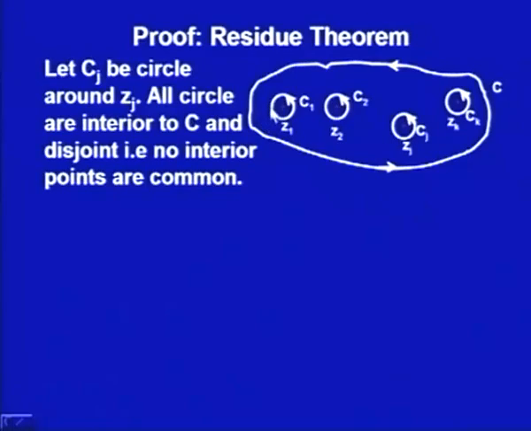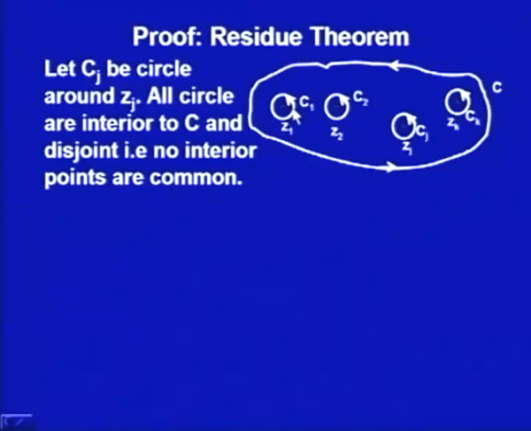So, what we are taking, and moreover we want these circles to be interior to C. So, we have now got k more circles interior to C which are disjoint. There is no point which is common, and since they do not have any isolated singularity, moreover we do want them to be disjoint.